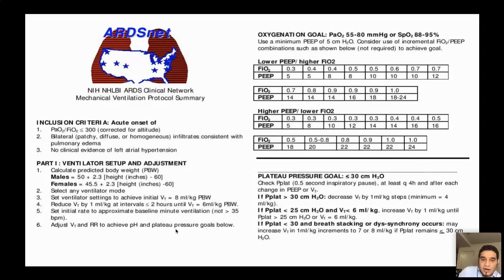The ARDS.net study done in 2001 compared a tidal volume of 12 ml per kilogram versus 6 ml per kilogram. They looked at mortality in these patients and found higher mortality with a very high tidal volume, with a little increase in barotrauma as well. So that's where the study recommended a lower tidal volume in these patients, which correlated with less mortality and a better outcome.